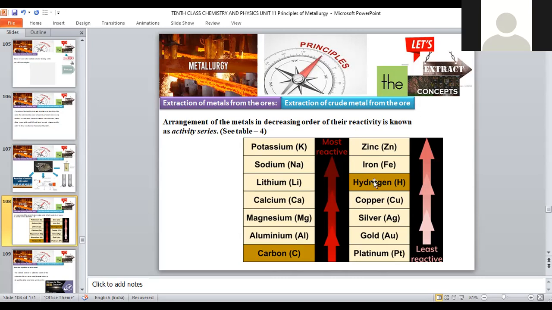So here there is a distinction line between all these, called hydrogen. Hydrogen is used to distinguish between the metals of high reactivity and those of stable nature. Below hydrogen, the metals are said to be stable in nature. Above hydrogen, they are more reactive in nature. So this is a tabular form which illustrates the comparative reactivity of all the metals.